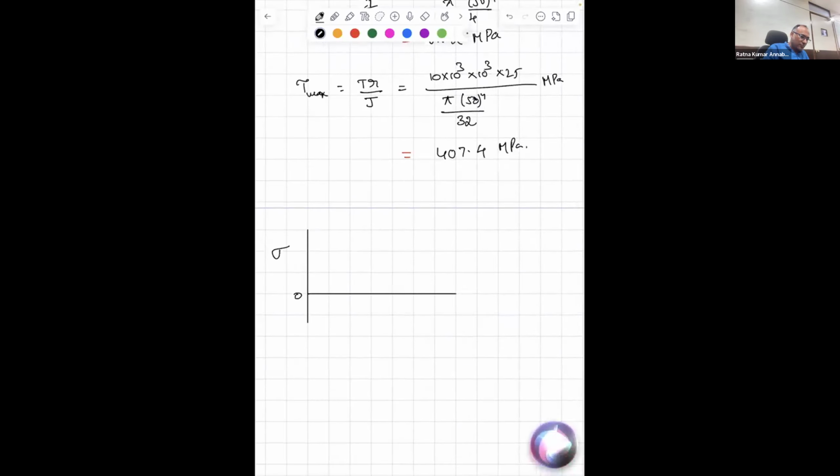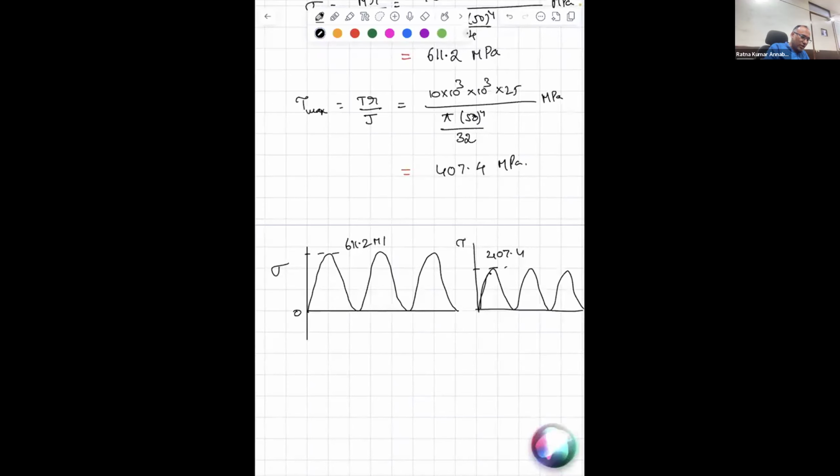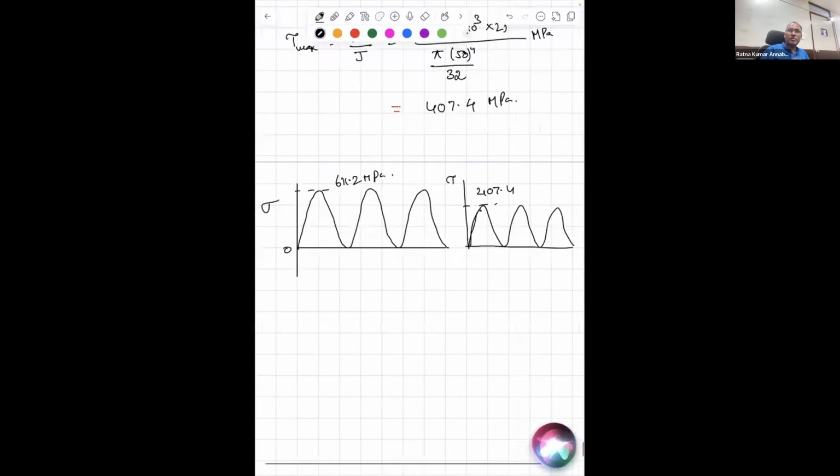So if you plot sigma now, it is cycling like this. And similarly, if you look at tau, like that. This is 407.4 and this is 611.2. That is what you have calculated. Now what you need to do, you figure out. We said R. R is 0. In the fatigue loading, the stress ratio is 0.